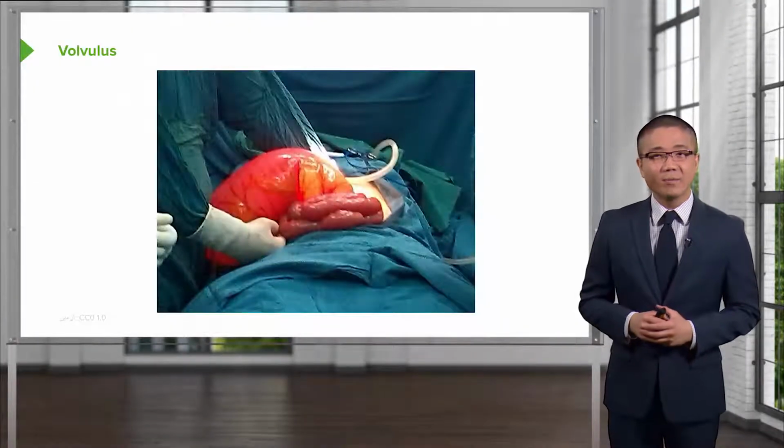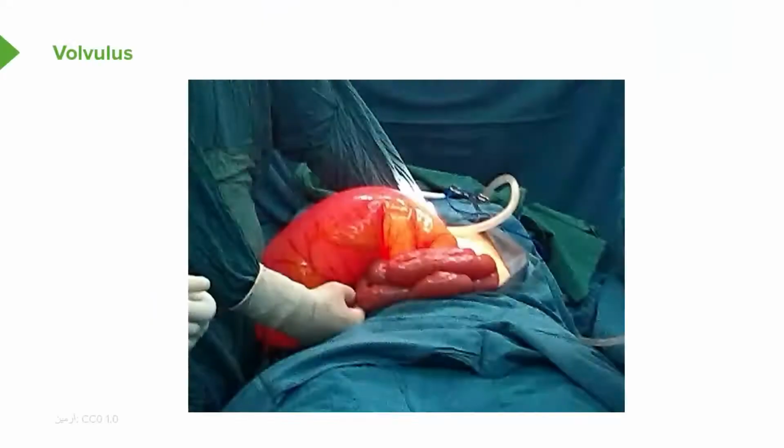Take a look at this intraoperative picture. You see that big distended loop of bowel that's in the center of the picture? That's likely the result of volvulus, or twisting of the large intestines. It's particularly stark contrasted next to the normal-sized small intestines in the middle of the screen.